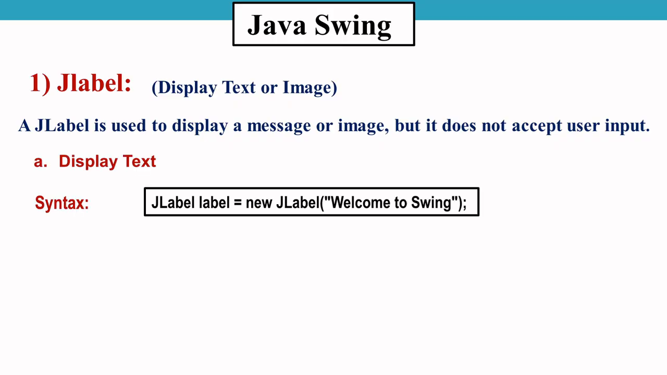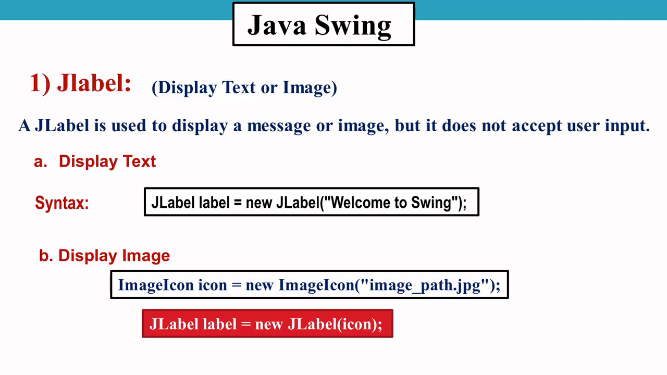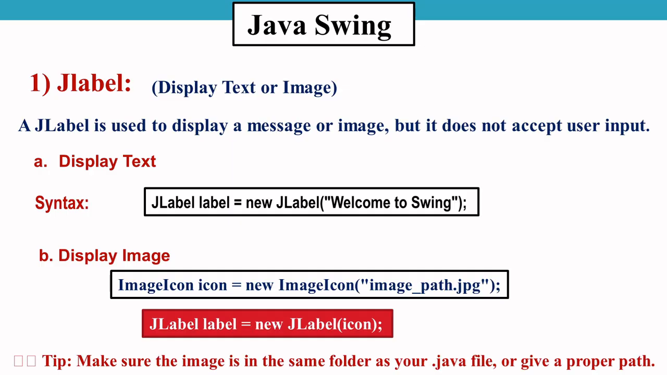Firstly, create its object using the JLabel class and give the message in the parentheses. In this way, we display text or a label on the JFrame. If you want to display an image, then use ImageIcon and pass the path of the image, and pass this ImageIcon reference to the JLabel. Make sure the image is in the same folder as your .java file, or give a proper path.